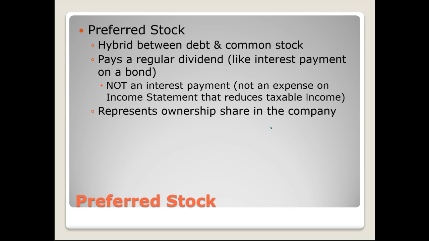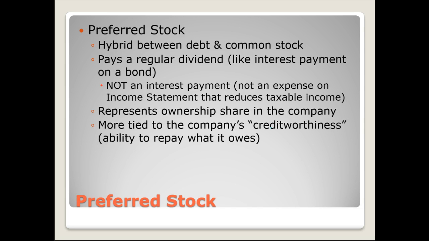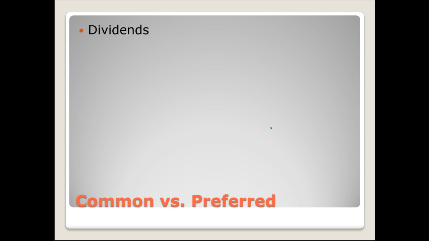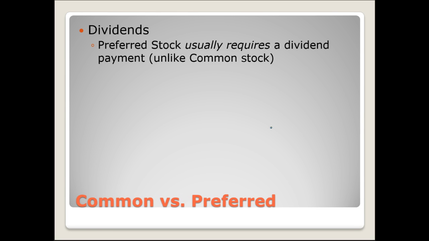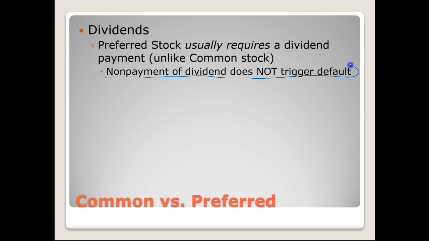Preferred stock, however, is like common stock in that it represents an ownership share in the company. Now, some differences. For dividends, like we just said, preferred stock usually requires the dividend payment, so it is more like debt in that way, except for when a company does not pay a preferred dividend, it's not the same as not paying your debts. It does not trigger a default. So it's not quite as bad. Companies don't go bankrupt for not paying their preferred stock dividends.